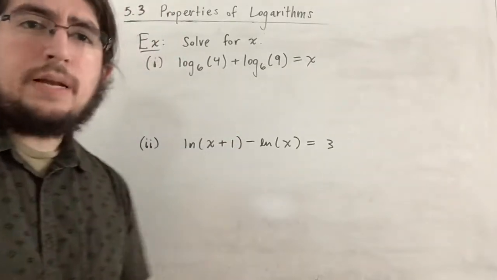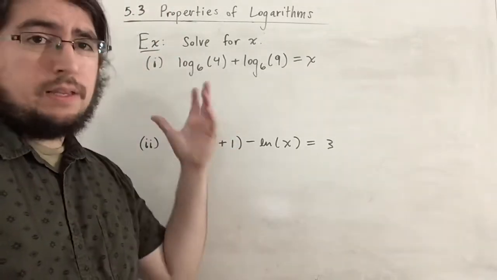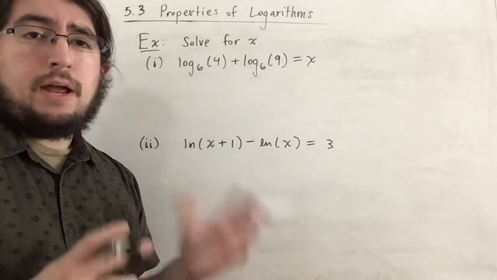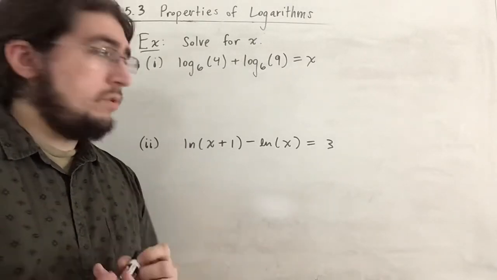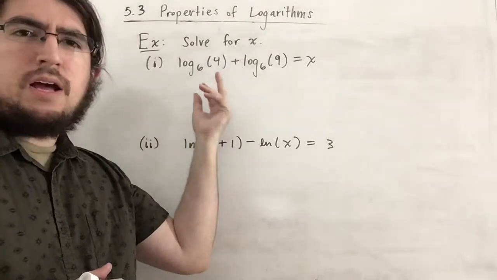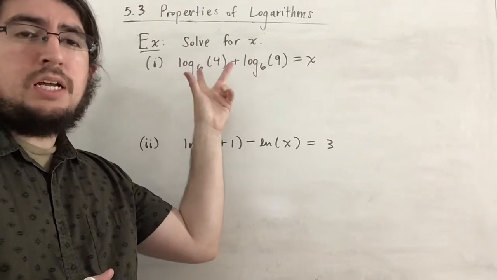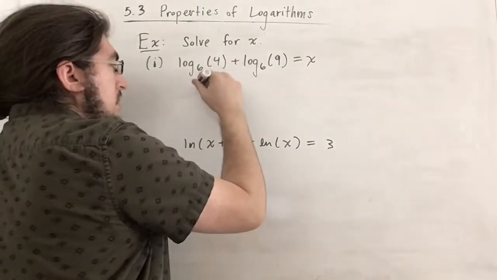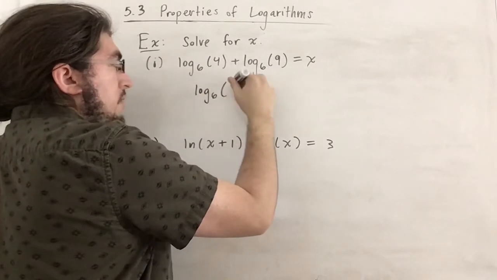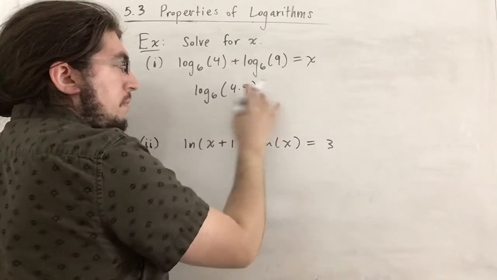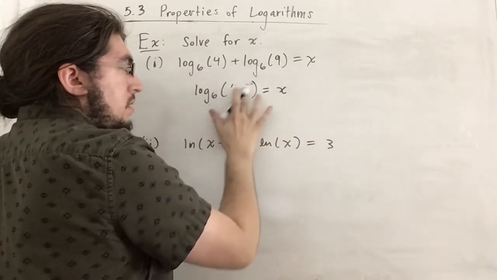So these are two different types of examples that involve solving for x in their logarithmic equations here. And we're going to take advantage of the power and product and quotient rule that we saw in the previous screen. And here, I think it's fairly obvious that the bases are the same in its addition, so I'm going to combine them into a product. So this is log base 6 of 4 times 9. 4 times 9, of course, is 36, so I'm going to replace that with 36 equals x.